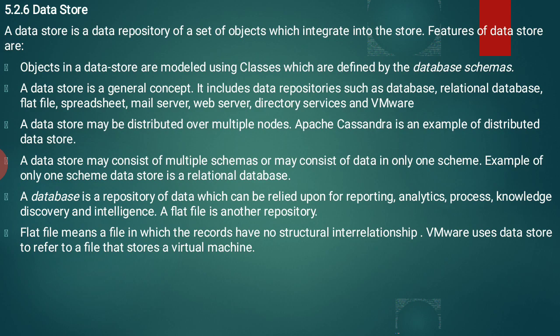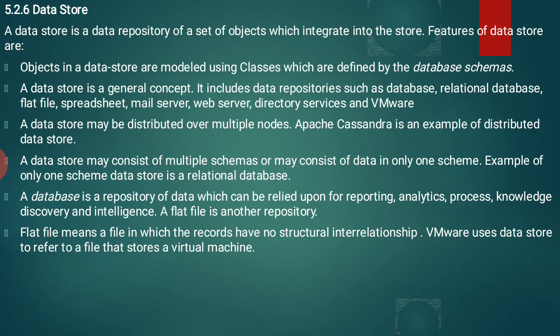A data store is a general concept. We know a data store is a general concept. It includes data repositories such as database, relational database, flat file, spreadsheet, mail server, web server, directory services, and VMware. So in data stores, it includes your database concepts, relational database, flat files, spreadsheet, mail servers, web server, directory services, and virtual VMware. A data store may be distributed over multiple nodes.